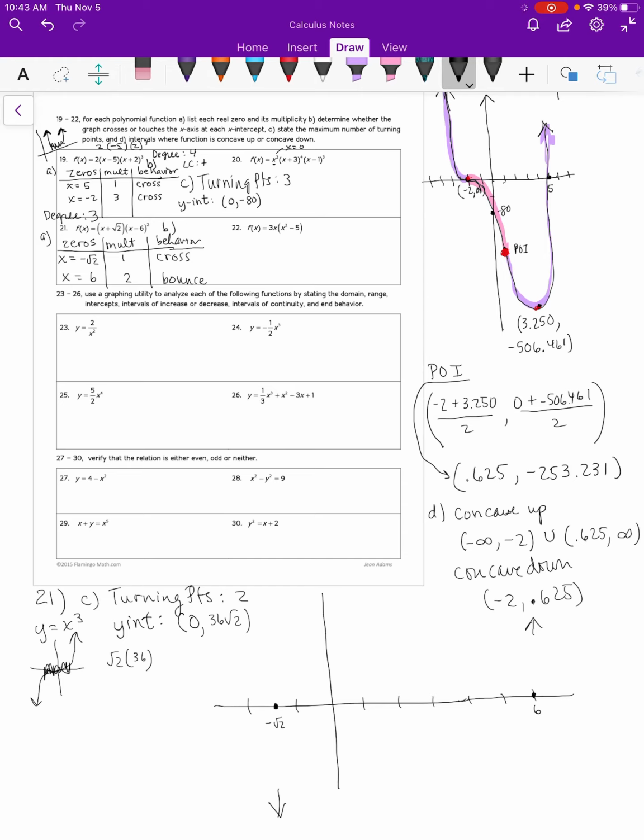I'm trying to get my light to turn on because I can't see.